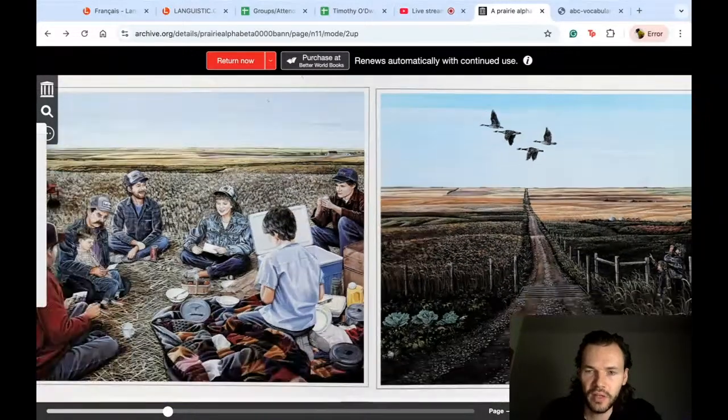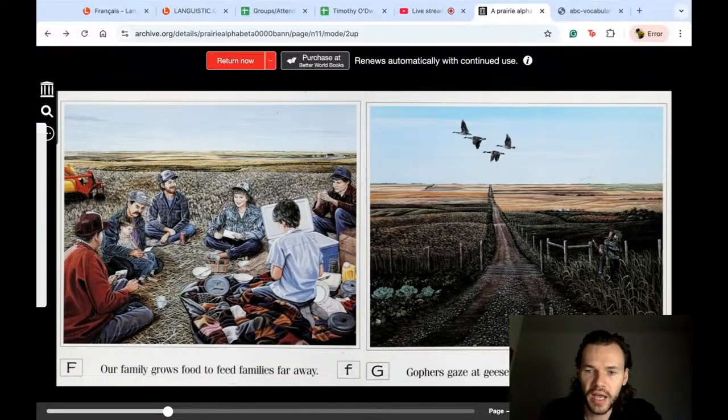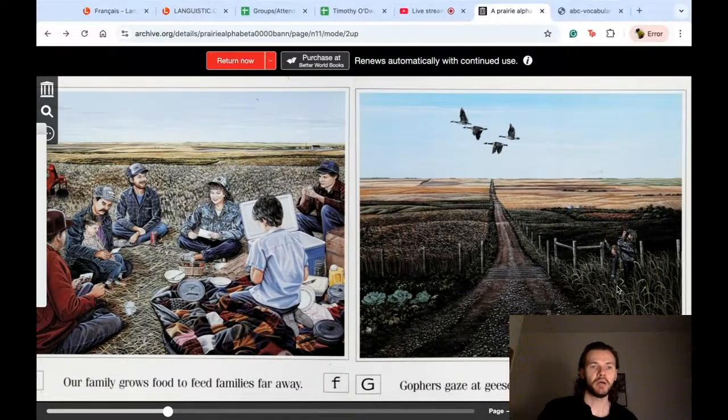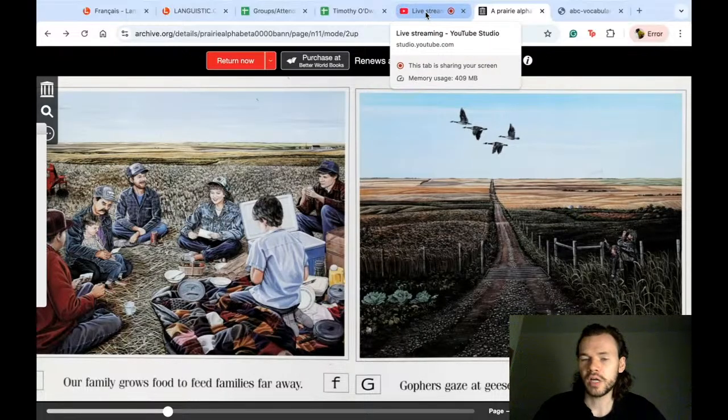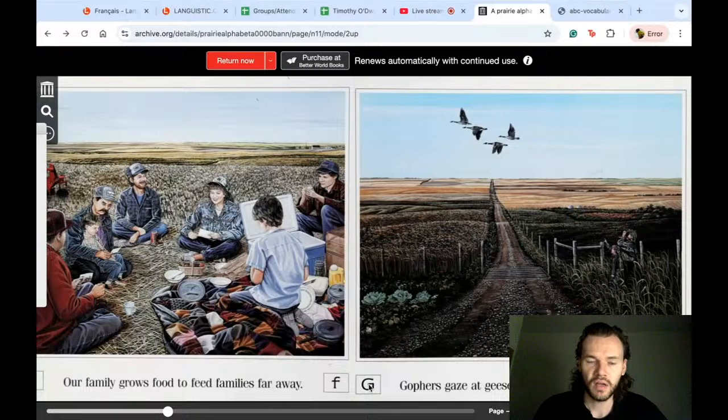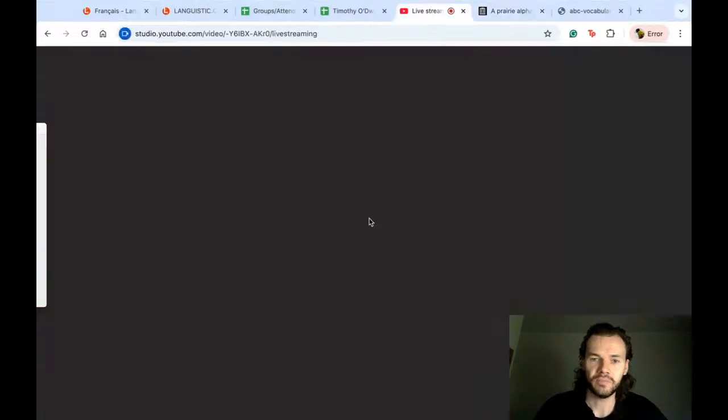Okay, so that is all the time we have for today, but we can keep reading next week and we'll look at a prairie alphabet. Okay, and I'll stop sharing. Perfect. So for next week, we'll continue looking at a prairie alphabet, the letter H.